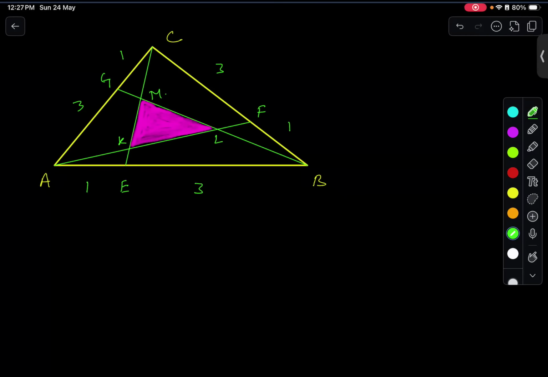Wow, very good. Mrityunjay has given a very good hint. So everyone, with that, first try with mass point geometry.